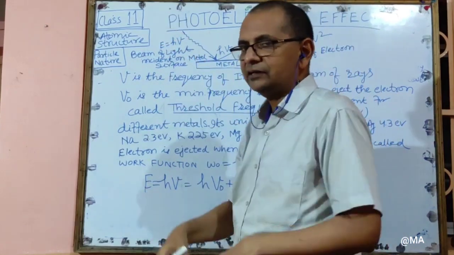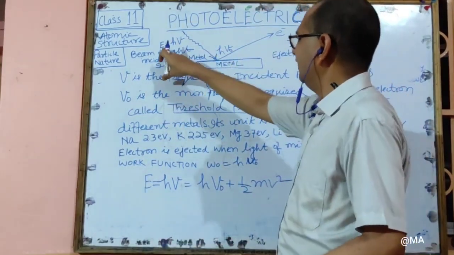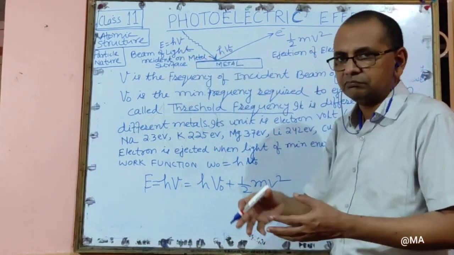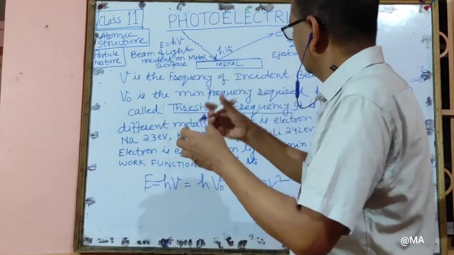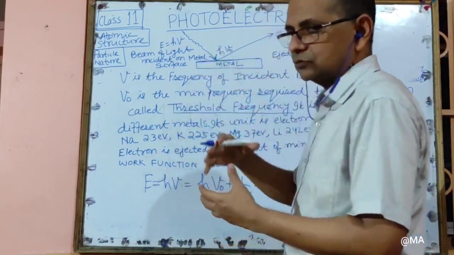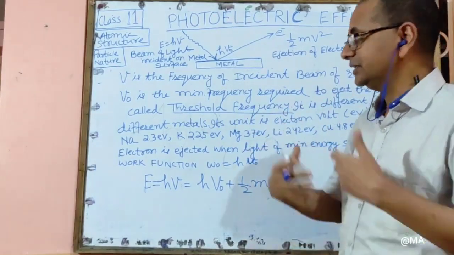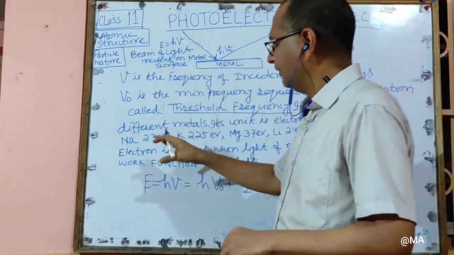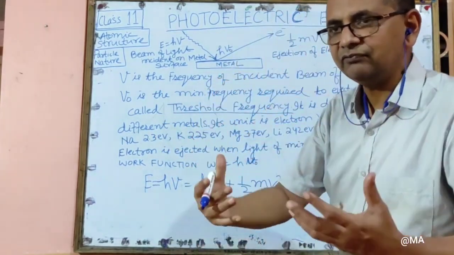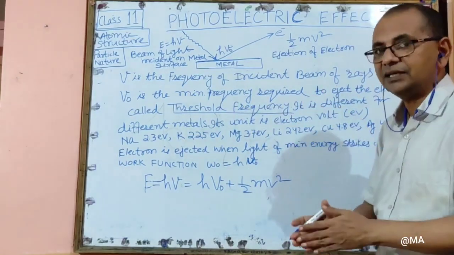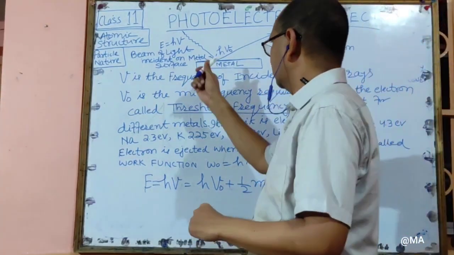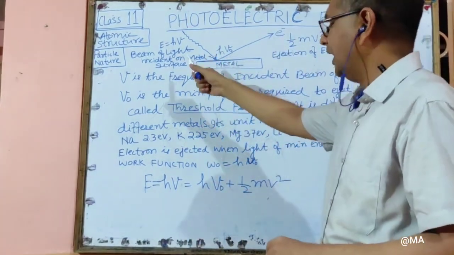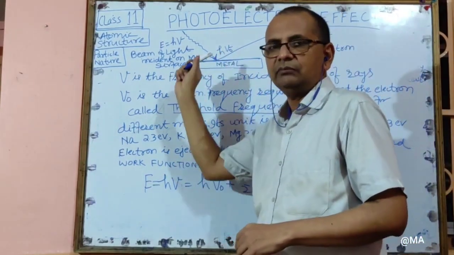The beam of light falling on the surface has the energy E equal to h nu, and it must attain a minimum energy to let the electron be ejected. That minimum energy is called the work function. It is the product of h and nu naught.